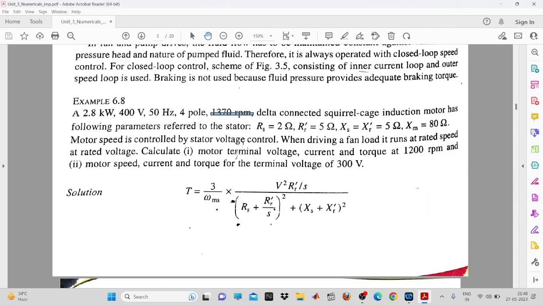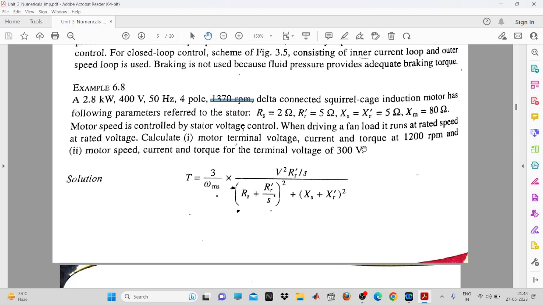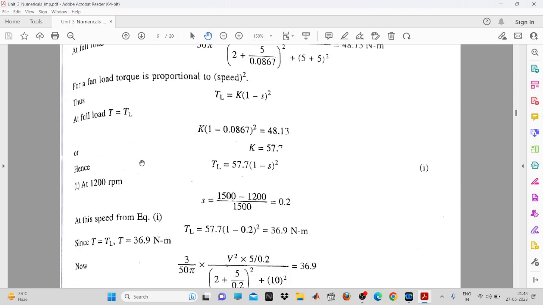So now what is asked? Calculate the motor terminal voltage, current and torque at 1200 rpm. Fine, this you will have to calculate. Initially your induction motor was rotating at 1370 rpm. Now you will have to calculate these parameters at 1200 rpm. So what you do, at 1200 rpm, again you will have to change the slip. See, synchronous speed is constant, but in this case you have to calculate the parameters, that is motor torque, current and all, for this 1200 rpm.